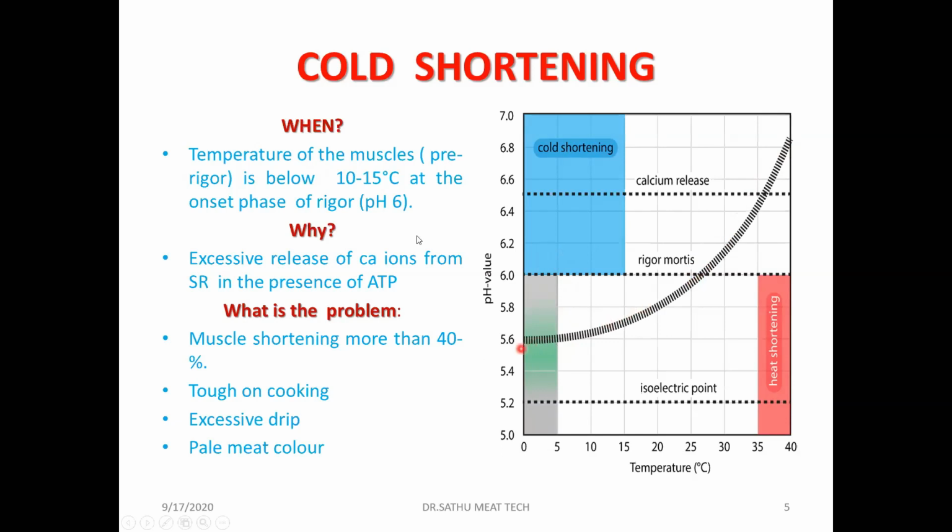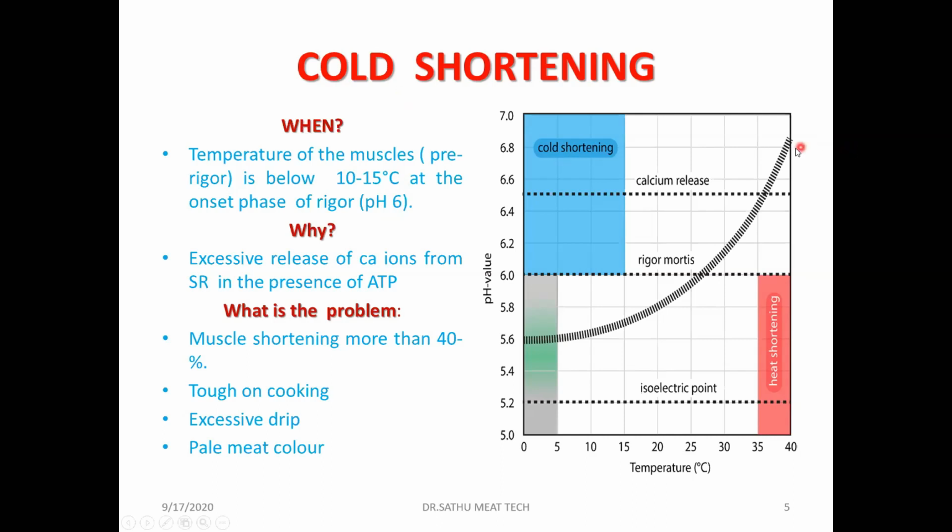In that condition, we come across cold shortening. So we can say that pre-rigor meat, that is, meat that has not entered into rigor, has a pH of more than 6. When pre-rigor meat is exposed to a temperature less than 10 to 15 degrees centigrade, it leads to cold shortening. Why does it lead to cold shortening?